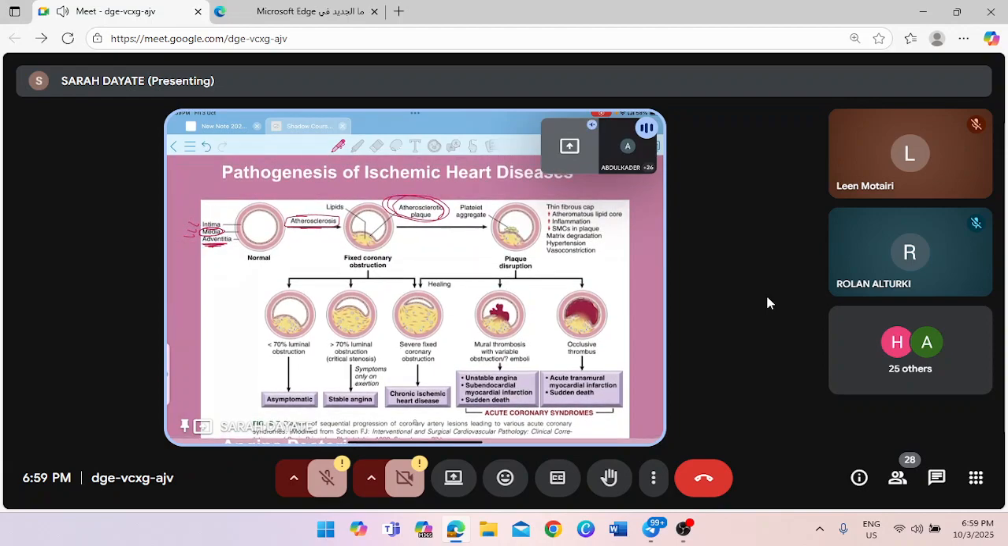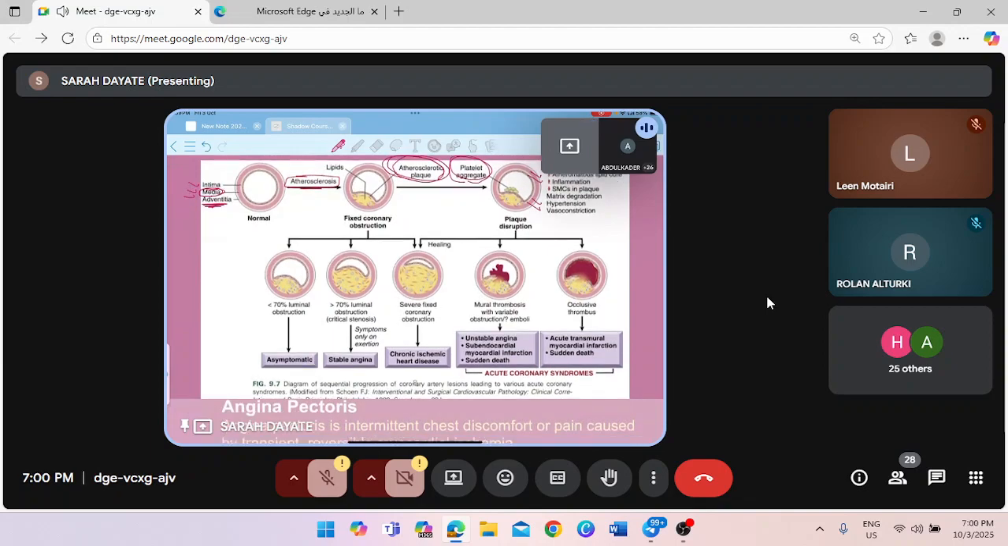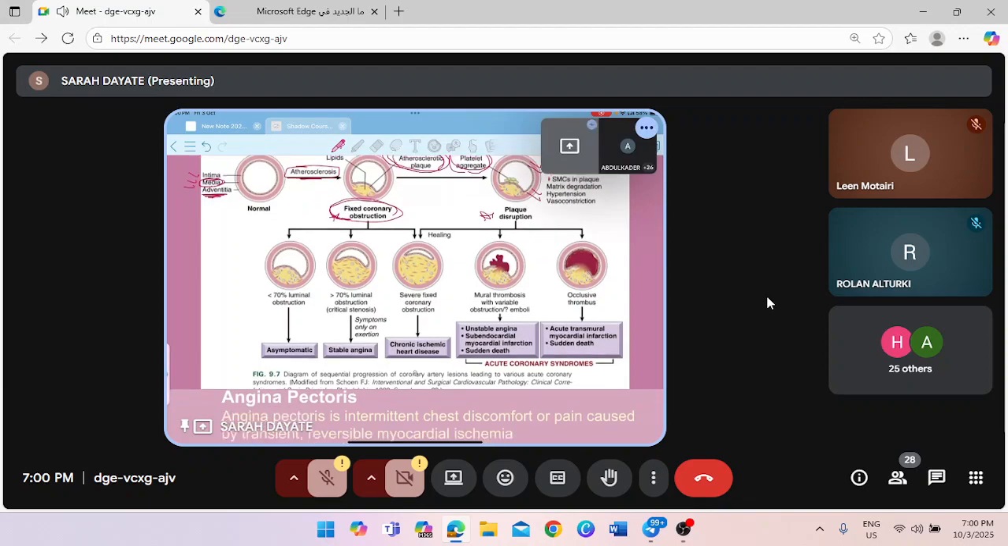After that, we have platelet aggregates. Here is the fibrous cap, as we call it, which covers the atherosclerotic lipid core that contains the cholesterol, along with increased inflammation, hypertension, as I said, and vasoconstriction. This all will lead to either a fixed coronary obstruction, where the cap is still closed and has not opened.